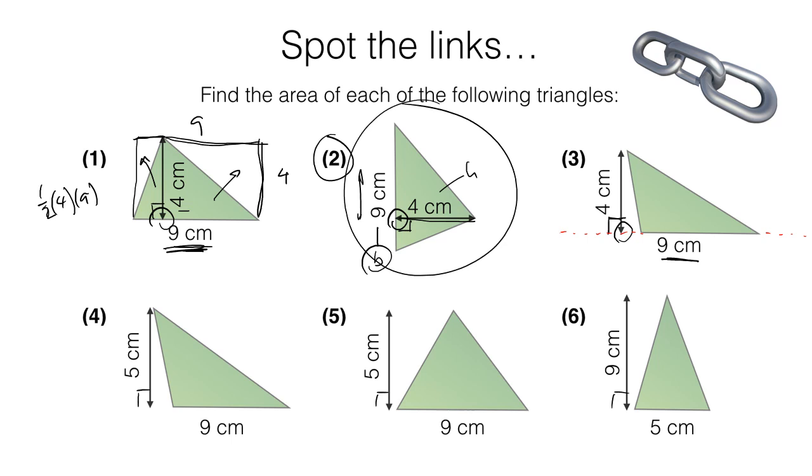They're very different representations of this triangle. They're very different looking triangles. We can see triangle 3 is an obtuse triangle. 1 and 2 both look acute, but 3 is obtuse. But they all have the same area, and they're all 1/2 times 4 times 9.